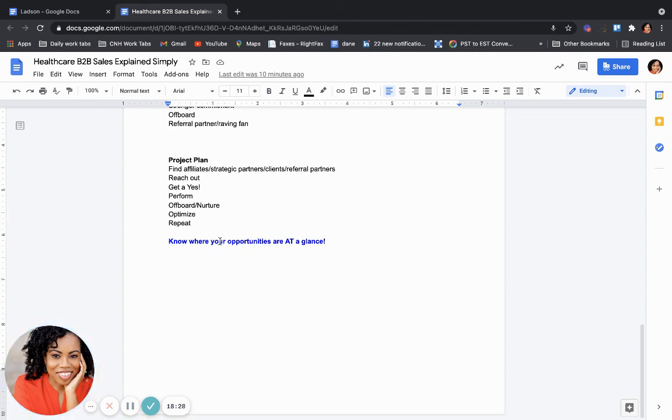So whatever you get out of this, I really, really, really do want you to know where all of your opportunities are at a glance. You do this by getting a pipeline tool of some sort. There's lots of them out there: a spreadsheet, Excel, Trello, Asana, Pipedrive, all work. Salesforce is extremely robust. HubSpot is extremely robust. And it really makes sense to automate a system that works.